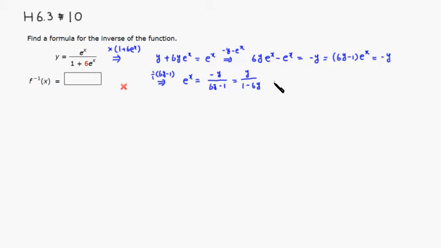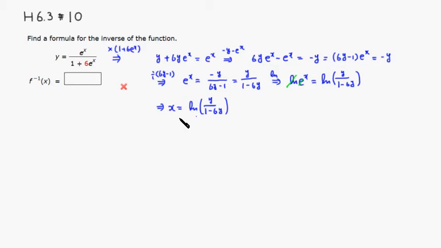Then we take the natural log of both sides. If you take the natural log of both sides, we get natural log of e to the x and natural log of y over 1 minus 6y. Then we can cancel out natural log and e because of the inverse property. So we have x equals natural log of y over 1 minus 6y.